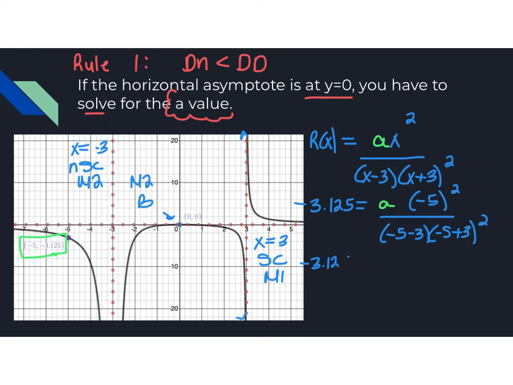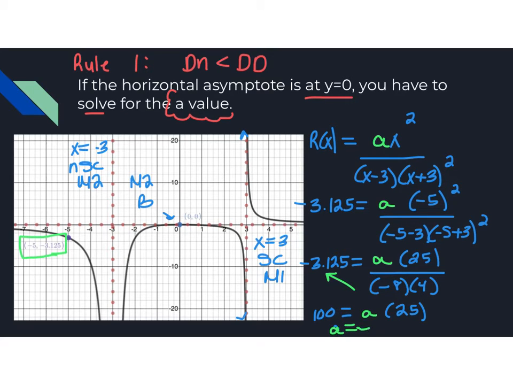I want to do some of the simplification before I pick up my calculator. Anything squared is always positive, so -5 squared is +25. -5 minus 3 is -8. -5 plus 3 is -2, squared is 4. Anytime I have a fraction, I'm always going to cross multiply. -3.125 times -32 is 100. Solve for a by dividing by 25, and a equals 4.